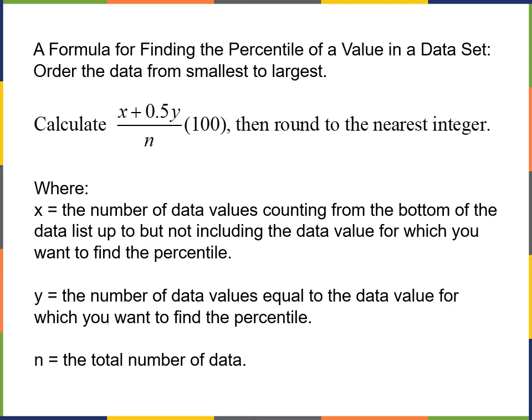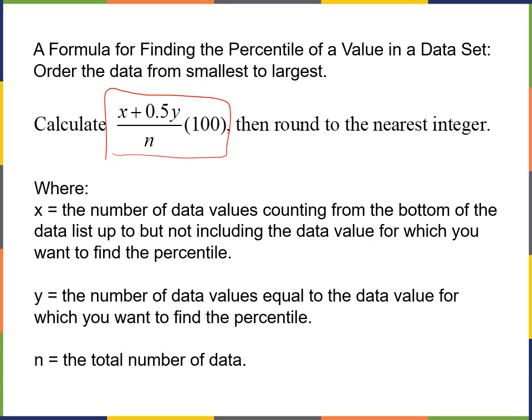Okay, so now let's say we want to do this in reverse. What if we wanted to figure out what percentile a particular data value falls into? So I take a test, I score 88, and I want to know what percentile that is for the entire class. And so we can do that by using this formula. So our formula here is x plus 0.5y over n times 100. And we're going to round that one to the nearest whole number.